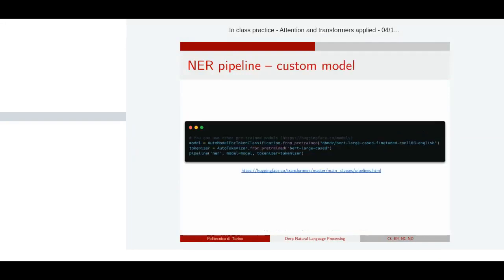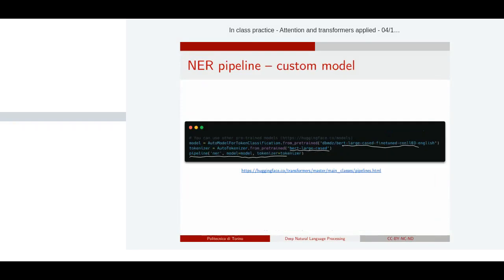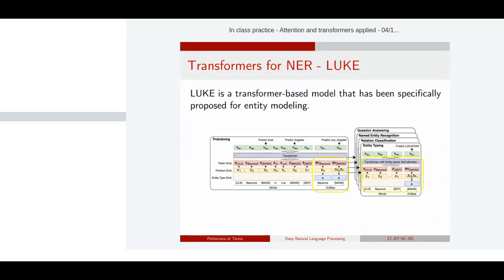Okay, we have different sets of classes. The idea is that you can also use specific models. If you use specific models, you should also use specific tokenizers, and then you can instantiate your pipeline by giving the model and the tokenizer you want to use. If you do this with the default parameters, you will instantiate the default model. So here you can specify the parameters you want.